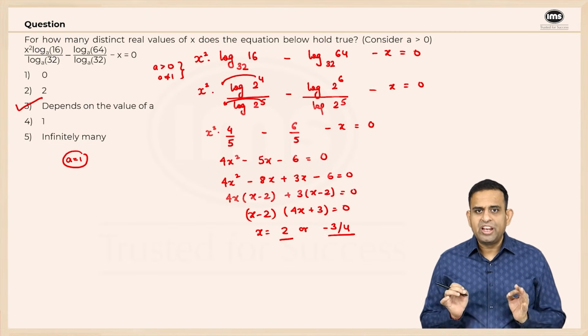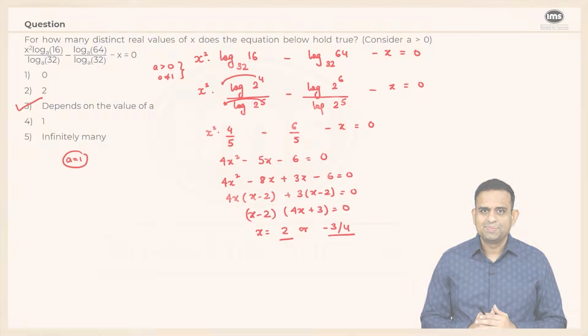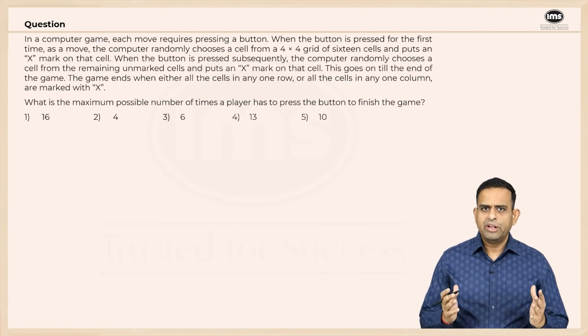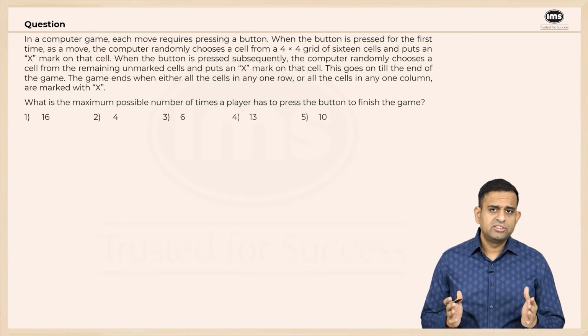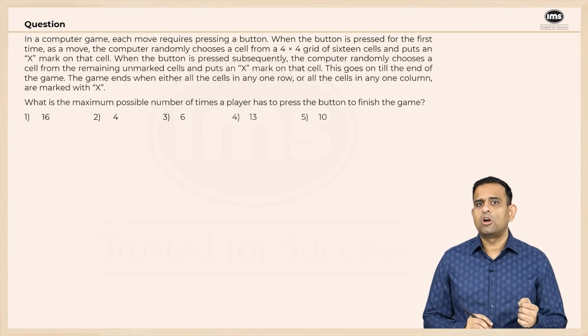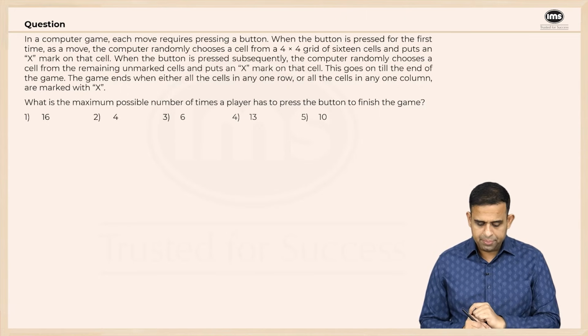So understand, a very, very tricky question where people make a lot of mistakes in a sum like this. In the next one, it is a puzzle based question, and again people who understand the concept of the pigeonhole principle will get this sum correct, and that too in a very short span of time. What has been given: in a computer game, each move requires pressing a button.